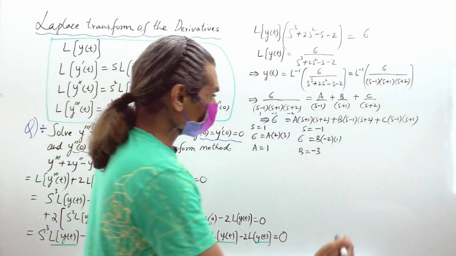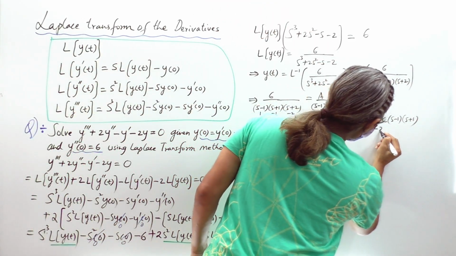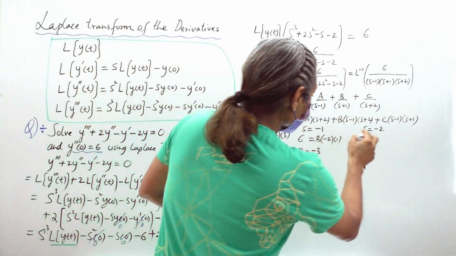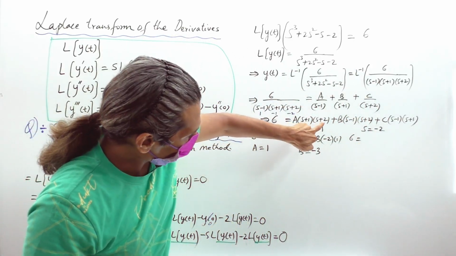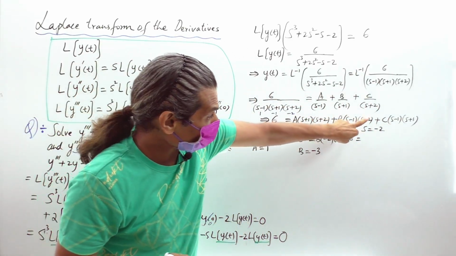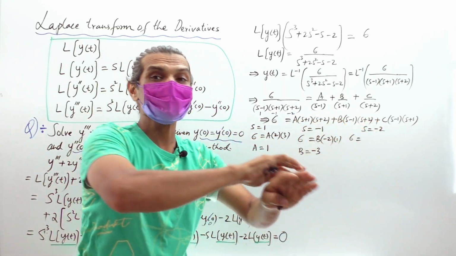Then lastly, put s equal to minus 2, because that makes it 0. That's the method of partial fractions. Now when you put s equal to minus 2, the left side is 6 as it is. See here, the first term: minus 2 plus 2 becomes 0. Again the second term, minus 2 plus 2 becomes 0 into 0, 0. So these two terms become 0.